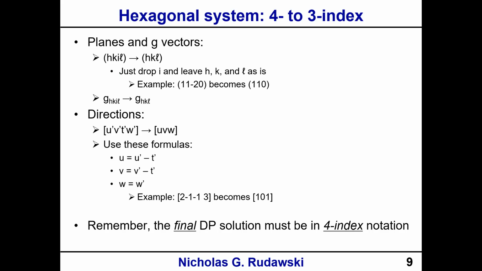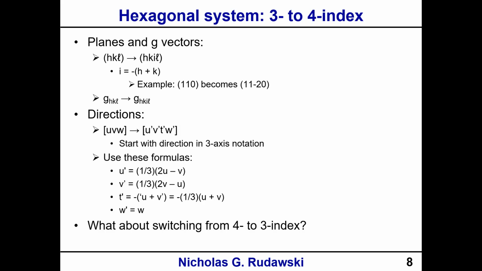Again, the final solution will be in 4-index notation. You might ask, why would we ever go from 4 to 3? You're going to see why in a little while, because we need 3-index notation when we're doing a lot of the vector math. Really quickly, I didn't do an example here. As far as the directions are concerned, there's a bunch of examples you could work through. If I wanted to convert the 1, 0, 0 direction, that would actually convert to 2, 1 bar, 1 bar, 0.